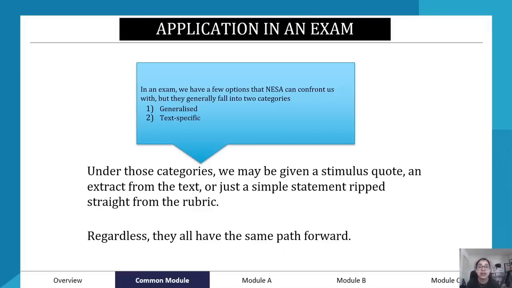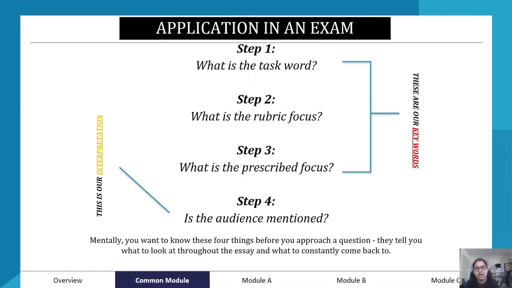They can also give you extracts from the text and then either pinpoint a specific idea they want you to talk about, or a specific theme that they want you to talk about. I think those are the two main ones. With Module B, they can ask you to talk about language features. They can do that in Common Module, but it's not as common. So regardless of whatever the question is, they all have the same path forward. So let's have a look.